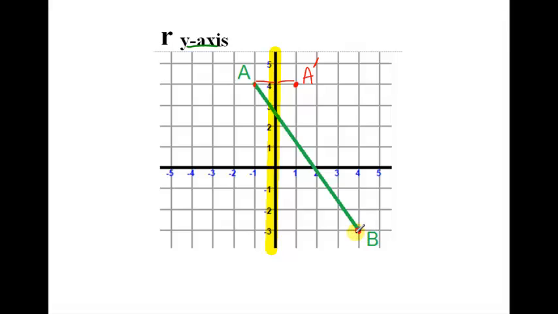Point B here is how far from the line of reflection? How far from the y-axis? Let's just count that. It's 1, 2, 3, 4 units away. It's going to be exactly the same distance on the other side. So I'm just going to count out the same 4 units, 1, 2, 3, 4, to find my point B prime. So there's the image of point B.